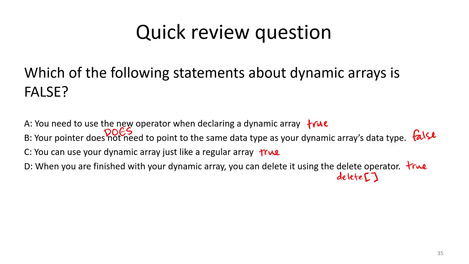Our pointer does need to point to the same data type as our dynamic array's data type. Because remember, pointers can only store memory addresses of the same type as that pointer. So if we want a dynamic array of doubles, we need to declare a pointer of double type.